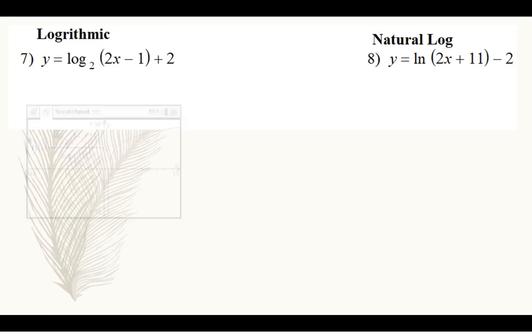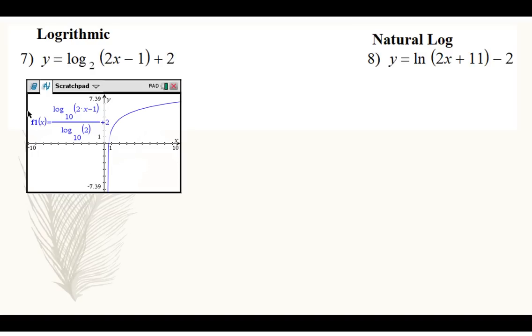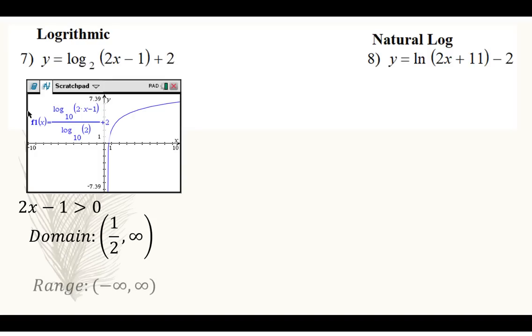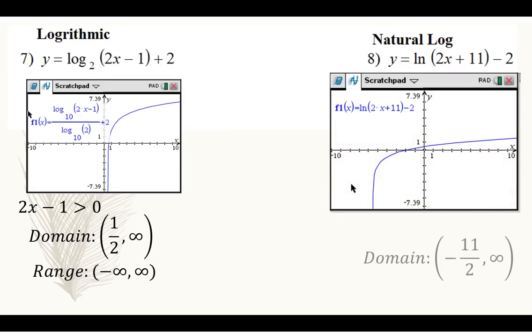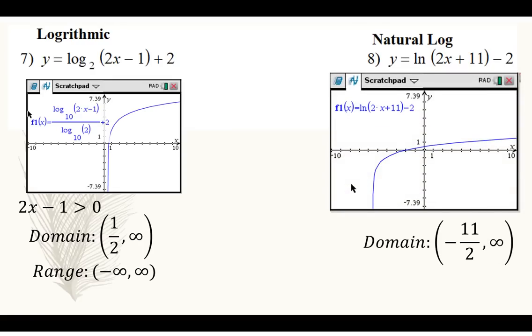Logarithmic, you shouldn't have to graph because we went over this in the log chapter. Domain, remember, you set that parenthesis greater than or equal to 0 and solve it. So this would be 1/2 to positive infinity. And your range is negative infinity to positive infinity, always. Same thing with the natural log. You set 2x plus 11 greater than 0 and solve it, you get -11/2. And the range is the same for that one.